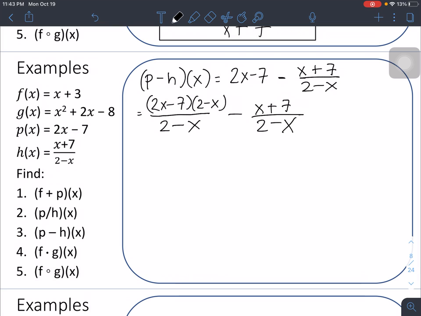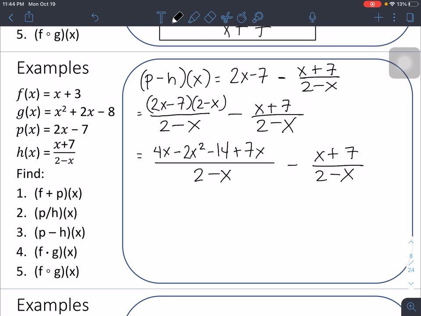Okay, 2 minus x. So I would like to simplify the numerator. So this will be 4x minus 2x squared minus 14 plus 7x, minus x plus 7, all over 2 minus x. Since we have similar denominators, we can now proceed to subtraction.